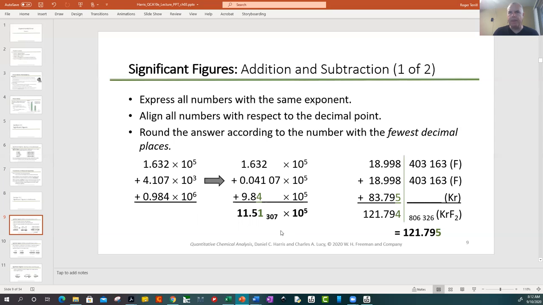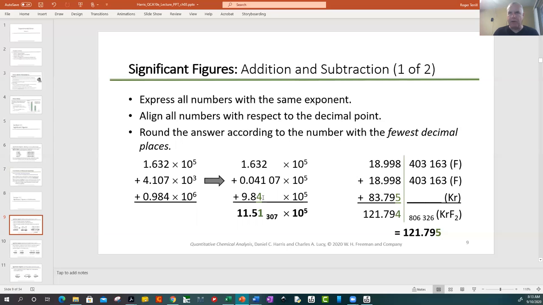Now what you've done here is you've aligned the decimal points. The decimal points are all right here, so you can start your addition. There's nothing here to add to the 7, so the 7 comes down, but you add to the 0, so the 0 comes down. This 2 plus 1 is 3, so 3 comes down. When you start in earnest, 3 plus 4 is 7, plus 4 is 11, and you keep adding these up, you get 11.51307.